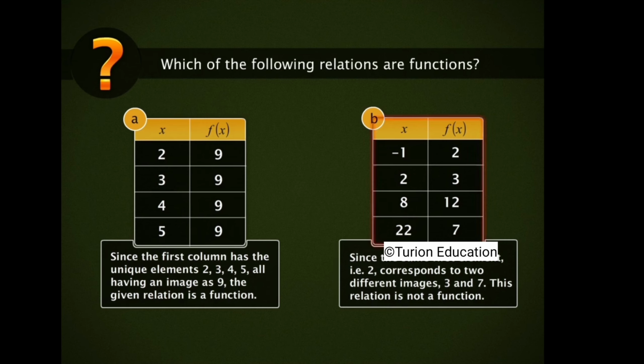Next, let's consider the second part. Here, element 2 corresponds to two different images, that is, 3 and 7. Thus, this relation is not a function.